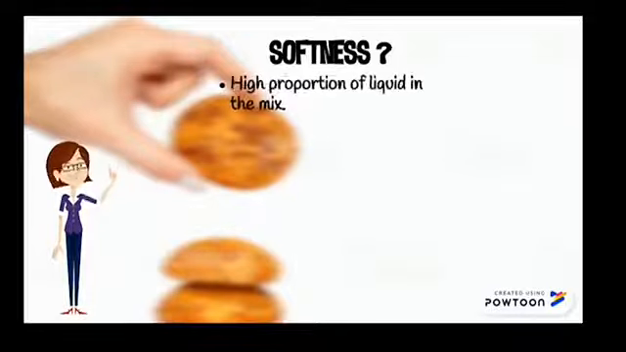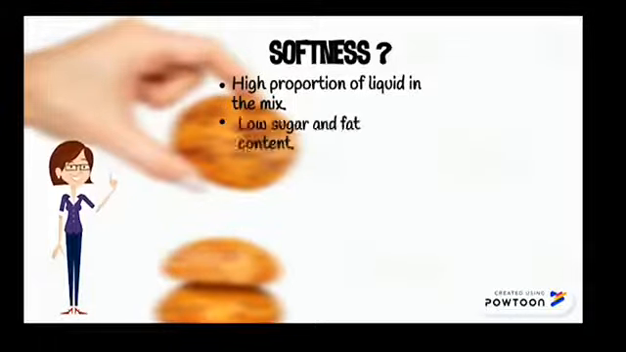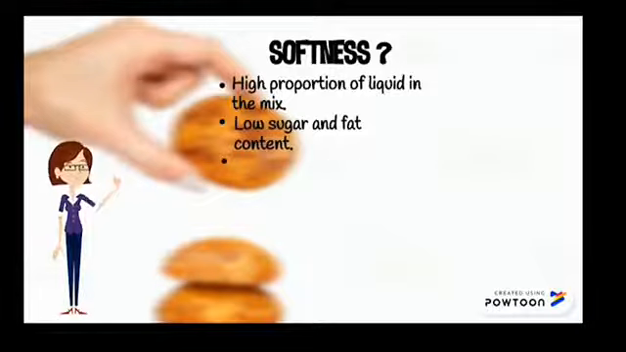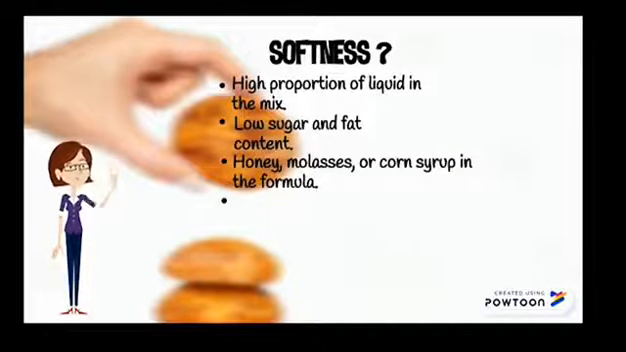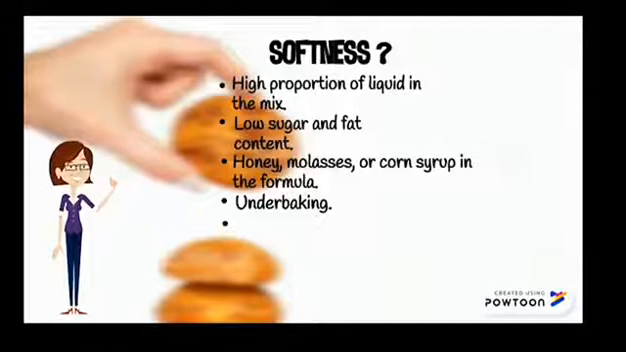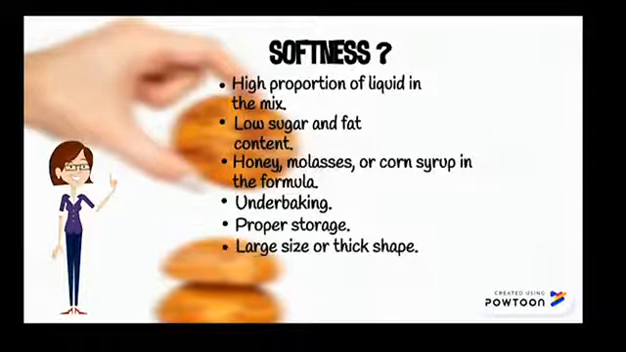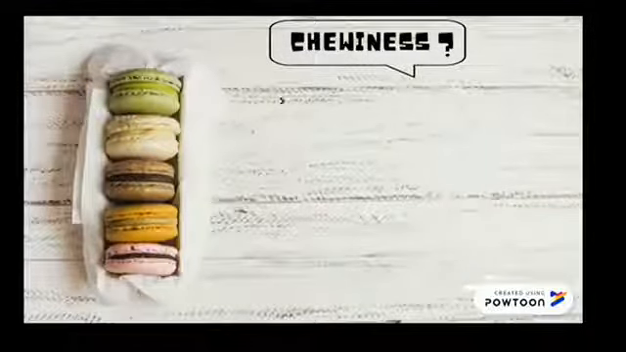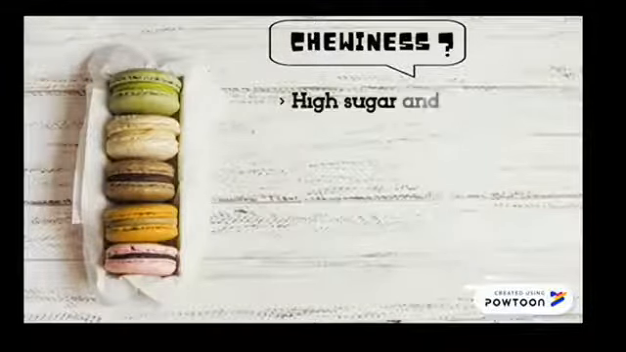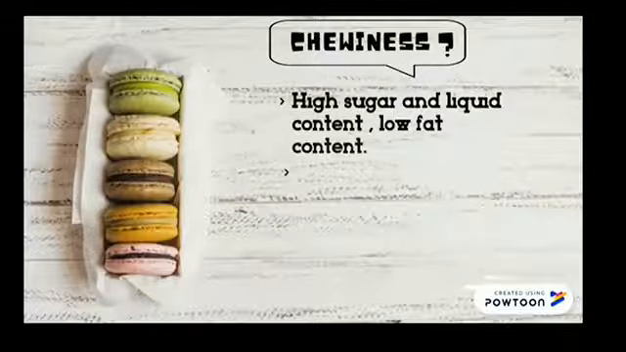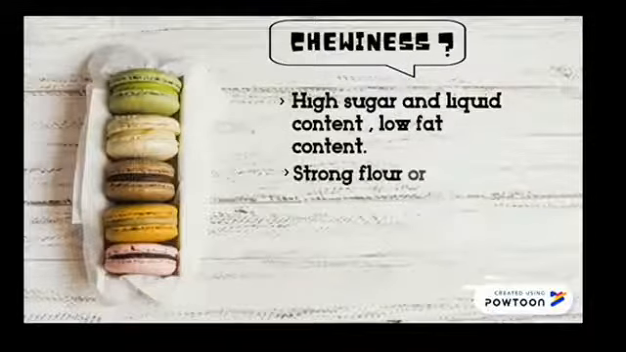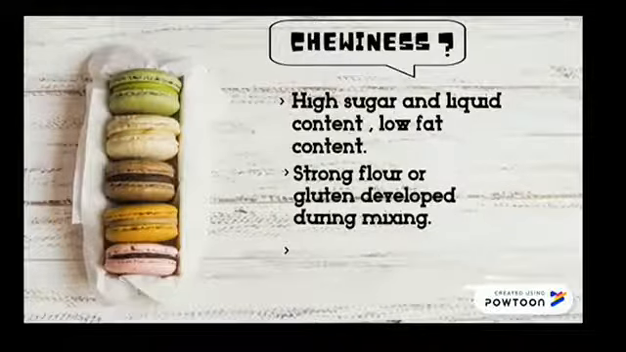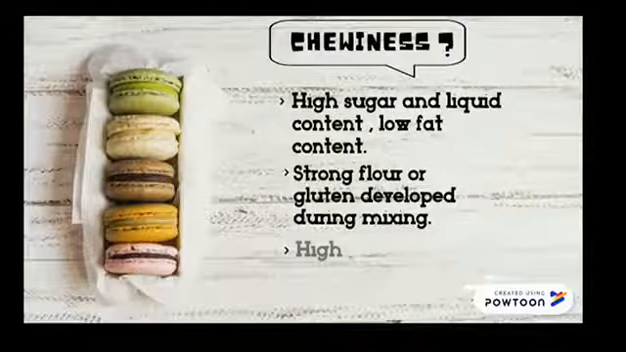Softness: high proportion of liquid in the mix, low sugar and fat content, honey, molasses or corn syrup in the formula, underbaking, proper storage, large size or thick sheet. Chewiness: high sugar and liquid content and low fat content, strong flour or gluten developed during mixing, high proportion of eggs.